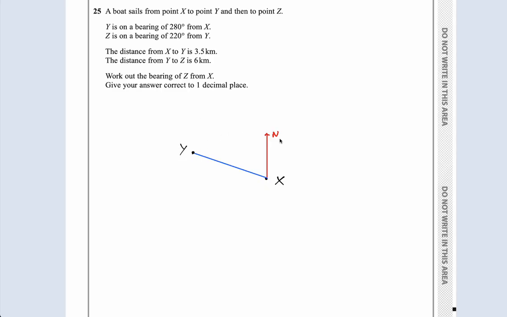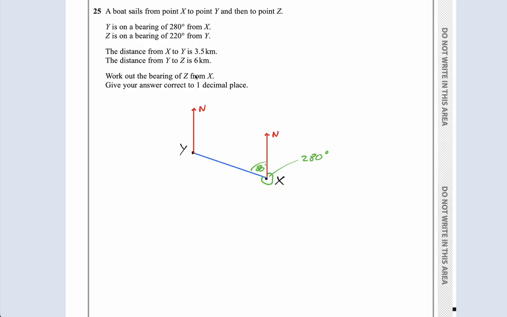So that is Y. And it means this angle here is 280 degrees. Now, if this is 280 degrees, this has to be 80. And that's important because we're going to use that angle for sure. But look, the reason that's 80 is because 280 plus 80 gives you 360, the full circle. Right, this is Y. Again, guys, I'm going to draw this north line.